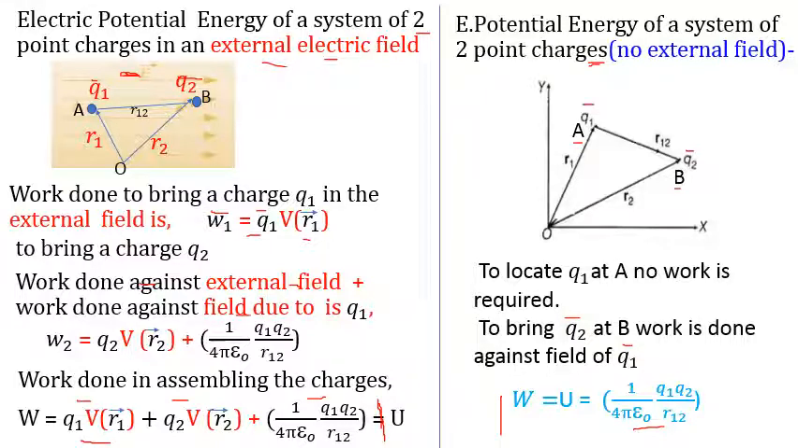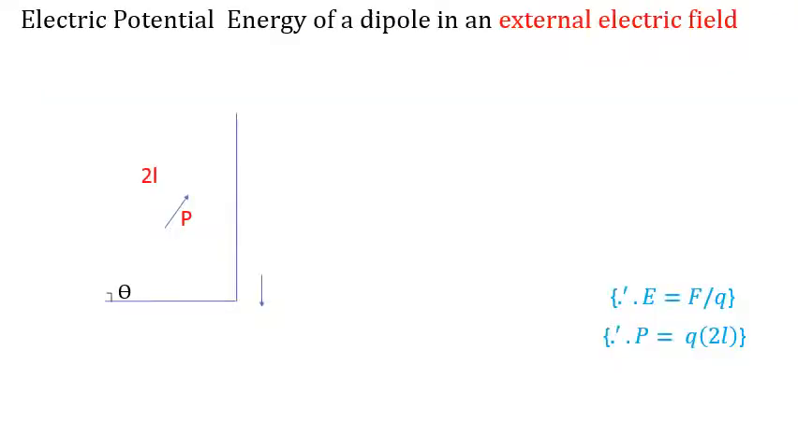Now you must not get confused. When electric field is there, what is potential energy, and when electric field is not there, of course external, what is the electric potential energy. Electric potential energy of a dipole in external electric field.